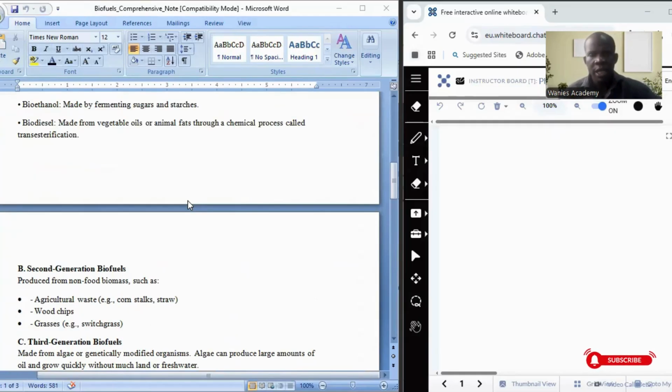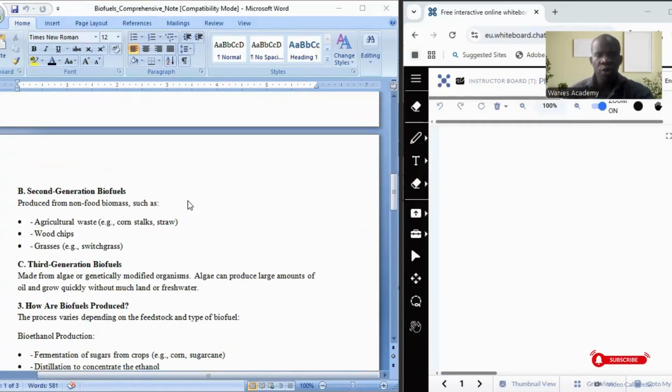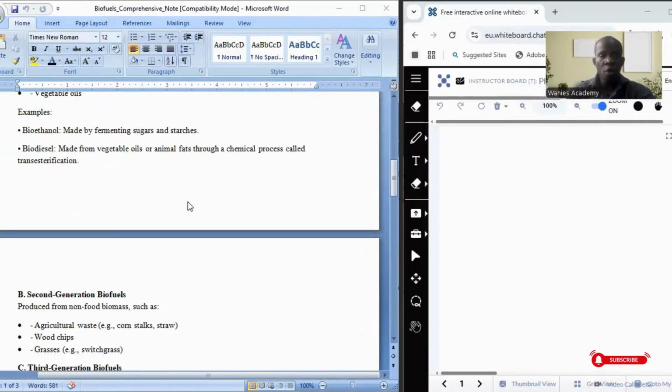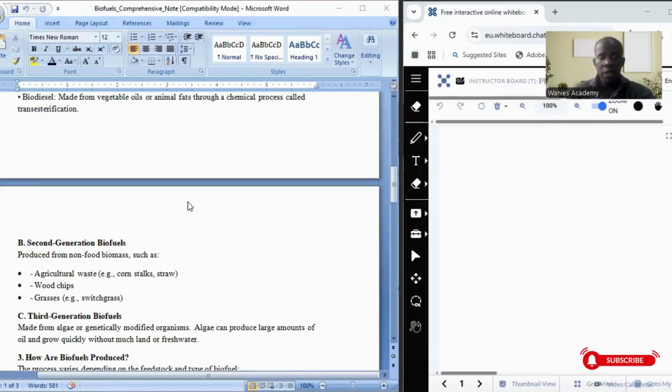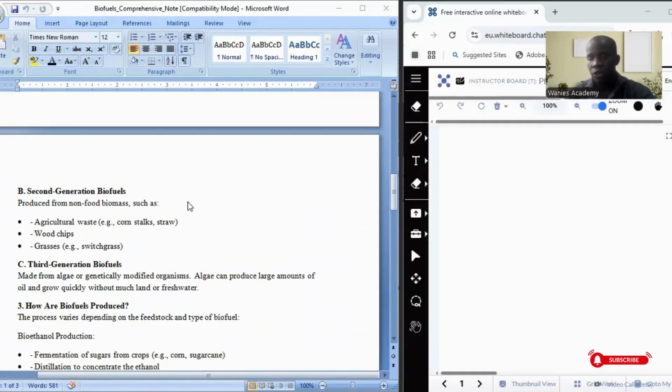Now that we have looked at the various generations of biofuel, which is 3 generations, we have the first generation made from food crops, such as sugarcane, corn, wheat, and vegetable oil. Then we have also looked at the second generation, which are made from agricultural waste, wood chips, and grasses. Then let's look at the third generation, which we have also explained are from algae or genetically modified organisms.